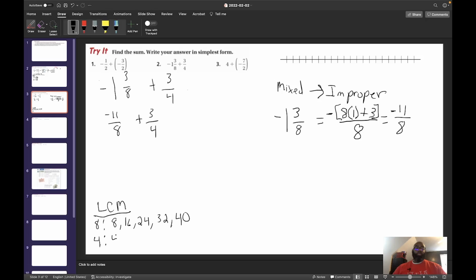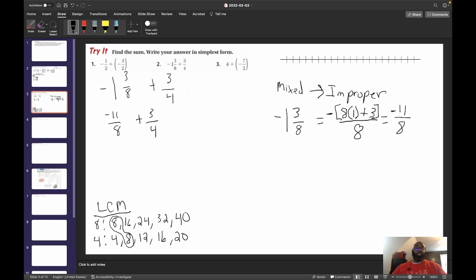4 times 1 is 4. 4 times 2 is 8. 4 times 3 is 12. 4 times 4 is 16. 4 times 5 is 20. So look at this list. What's the smallest number that exists on both lists, right? So we know 16 is on both, but it's not the least common multiple. 16 is a common multiple, but the least common multiple is the number 8.